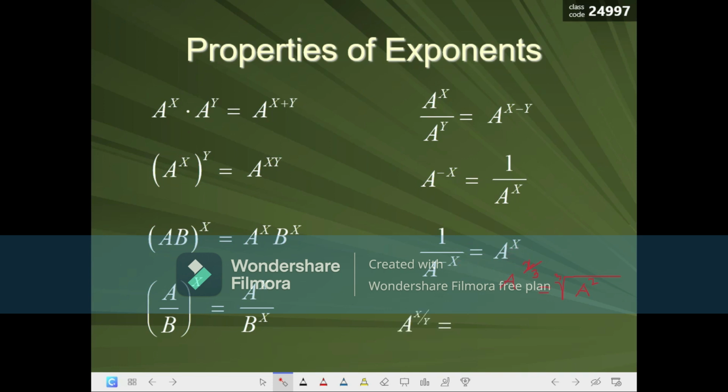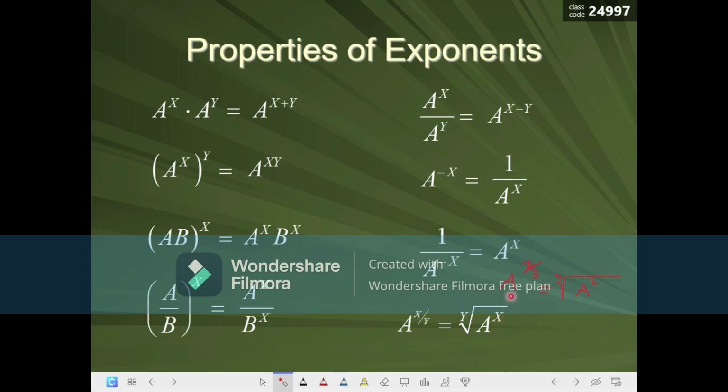Okay, let's proceed to another example. If you have a to the power of x over y, that is equal to the y-th root of a to the power of x. Remember, I told you before, if the exponent of a particular base is a fraction, then the denominator is the index of the radical symbol, and you have a to the power of x. The numerator of that exponent becomes the power or the exponent of the base.